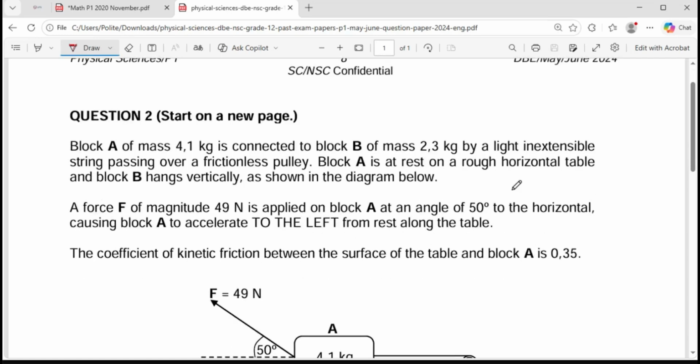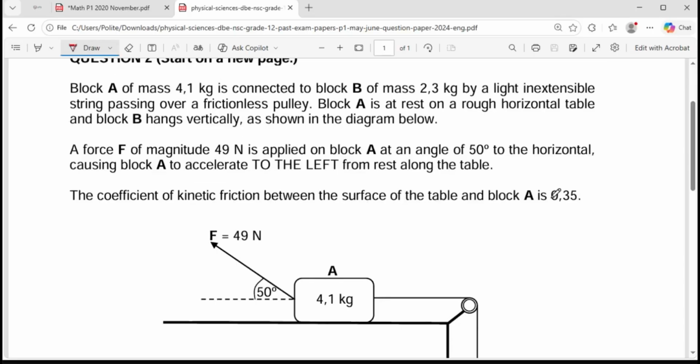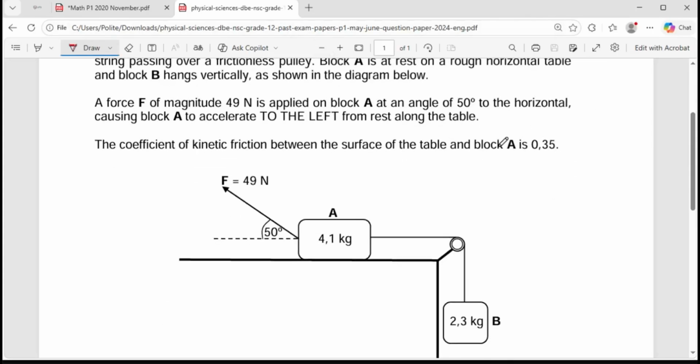They say that block A of mass 4.1 kg is connected. Most of the time they'll just give you what you see on the statement, all the things that you see there, but please make sure that you understand everything. So we're going to work on this question.